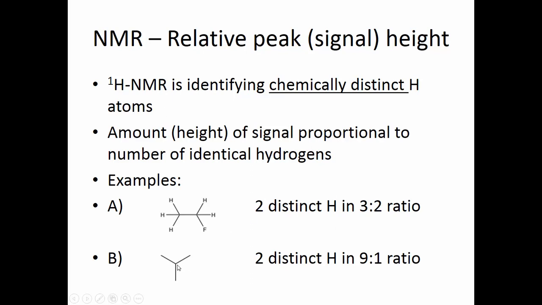Here we have a carbon that has 1 hydrogen on it, and it's bonded to 3 other carbons. And these carbons on the ends would all be CH3s, because each is bonded to 3 hydrogens plus this carbon. There'd be 2 distinct hydrogen peaks in a 9:1 ratio, because it's 3 hydrogens, 3 hydrogens, 3 hydrogens, 9, and this carbon has 1. So they'd be in a 9:1 ratio.